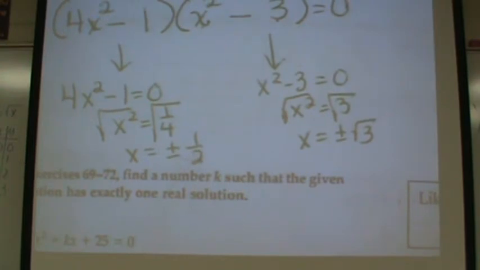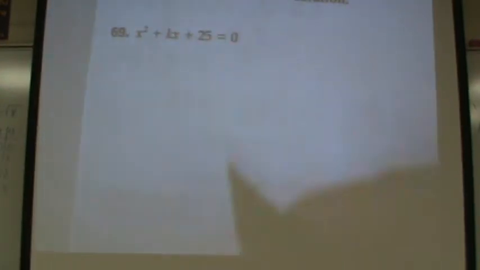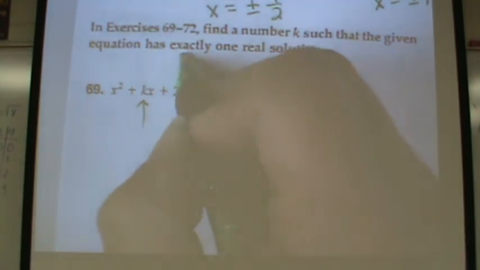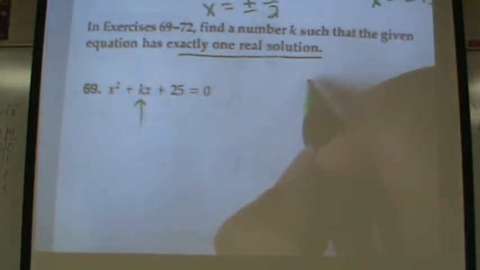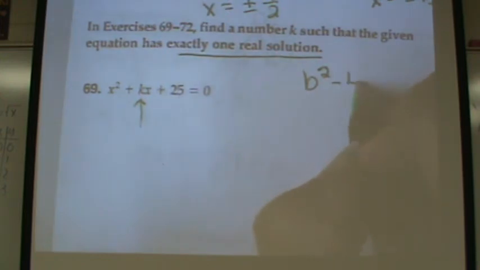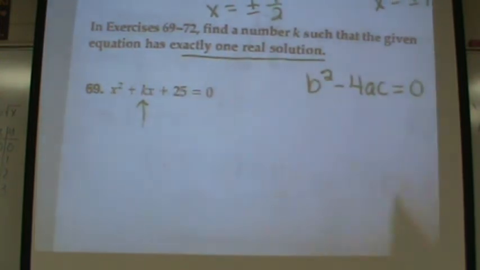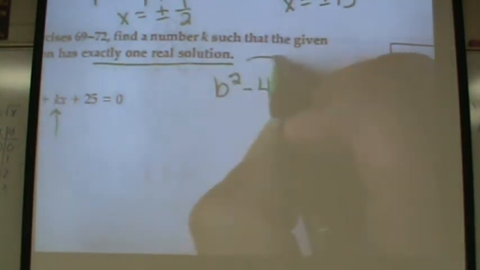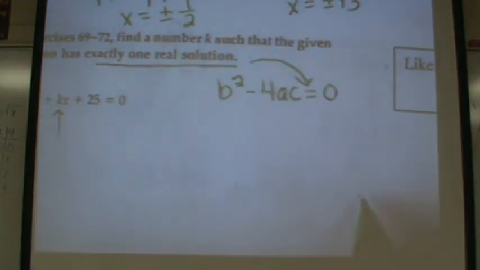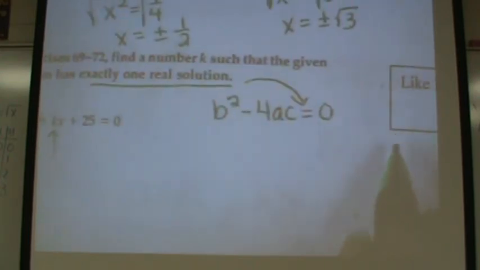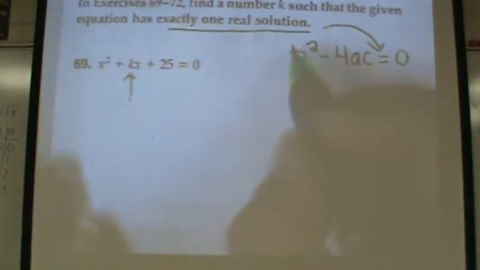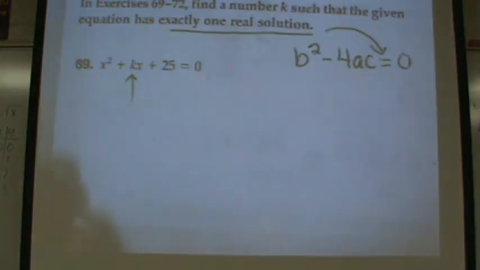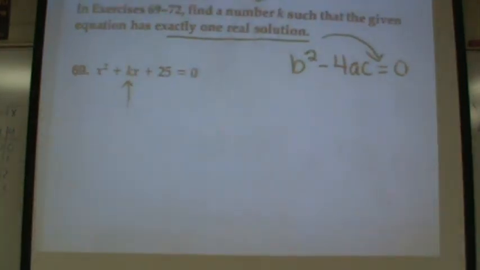And then one more. What would k have to be so that this has only one answer? In other words, my b squared minus 4ac has to be 0. When this is equal to 0, that means there's only one solution. So we're going to do this problem. We're going to find the discriminant, but we're going to use k as our b value. And we're going to solve for k now.